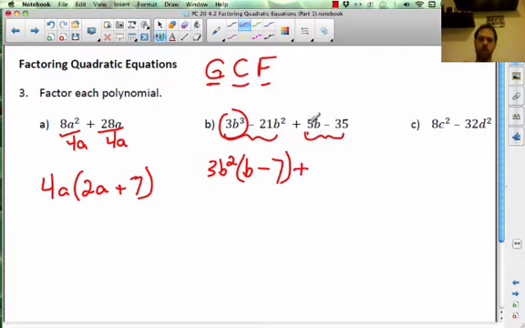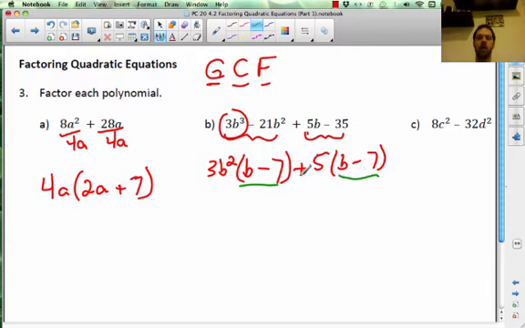Now similarly over here, these things both have a 5 in common, but that's it. So we can take out a 5, and this one will leave us with a b. This one, 35 divided by 5, leaves us with a 7. Now the thing to note here is that we have two things multiplied by the same binomial factor. So 3b squared is multiplied by b minus 7, and 5 is multiplied by b minus 7.